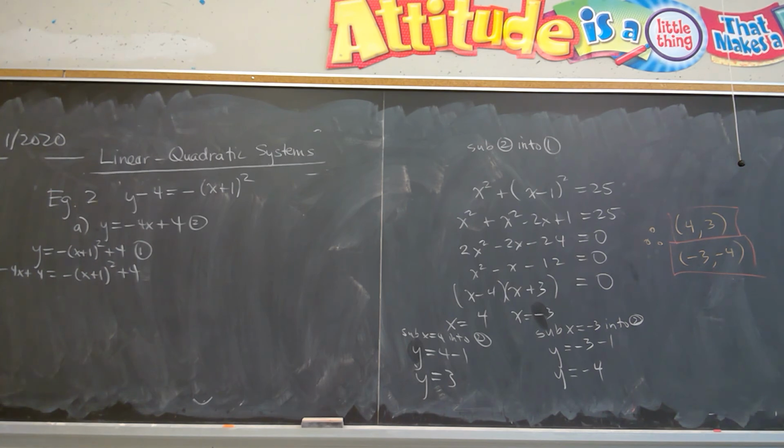There's a couple ways of doing this, right? I think everyone agrees if there's a plus 4 and a plus 4 on both sides, we can get rid of them, right? So we get negative 4x is equal to negative x plus 1 squared. We can also get rid of the negatives, because they divide out on both sides.